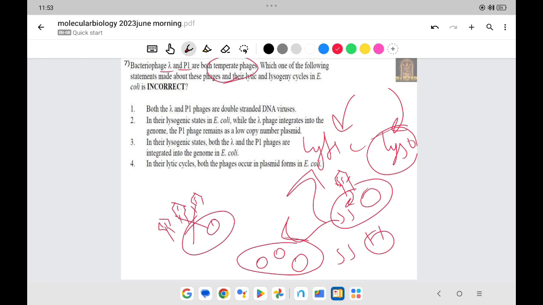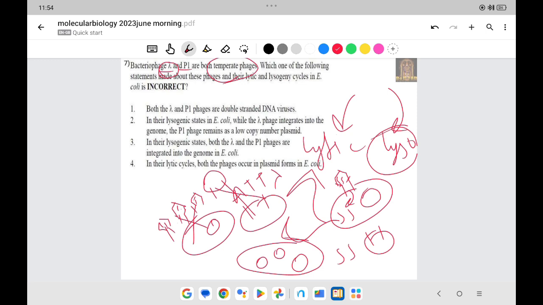But in the case of lambda phage, in the bacterial chromosomal DNA there is a site called att lambda. This site is the attachment site for the lambda phage, because this attachment happens in a homology dependent manner. The lambda phage's genetic material also has a specific sequence that attaches with this sequence via homology dependent recombination. And now go to the option parts.